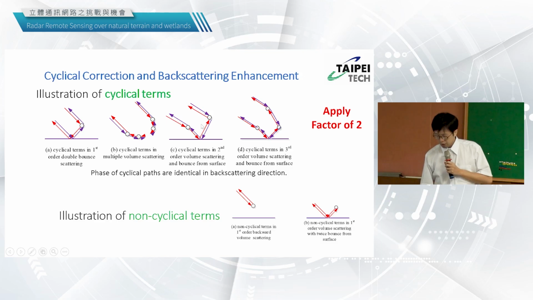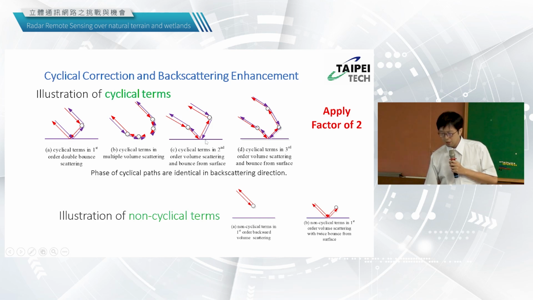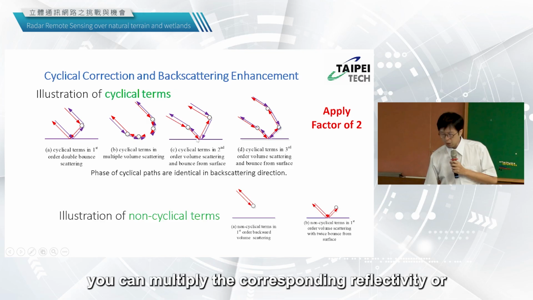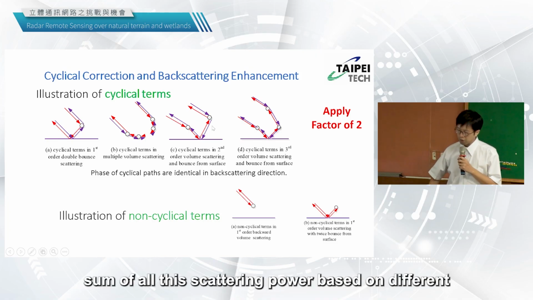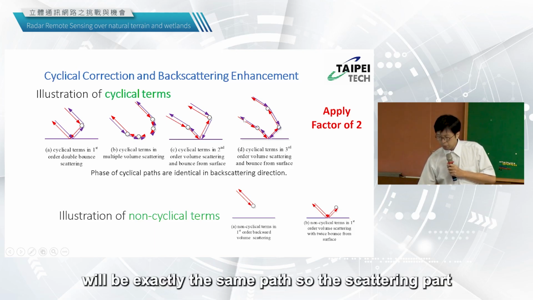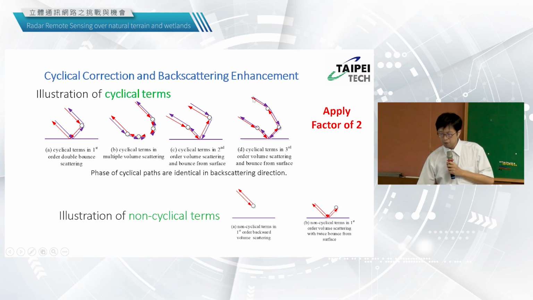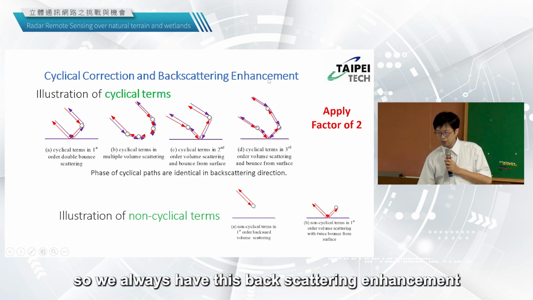So then there's a different way to find out all these combinations. So this becomes just like a mathematical problem. First you count how many combinations. Then based on this scattering, you can multiply the corresponding reflectivity or corresponding scattering of the object. Then you can get the sum of all this scattering power based on different mechanisms. And because this return path will be exactly the same path, the scattering field is the same because of reciprocity. So we always have this backscattering enhancement.